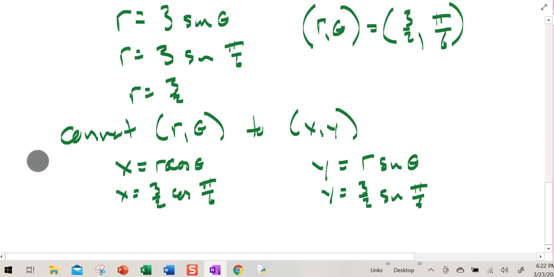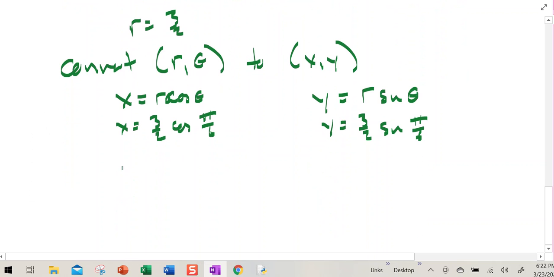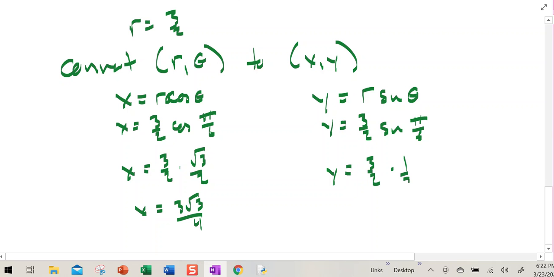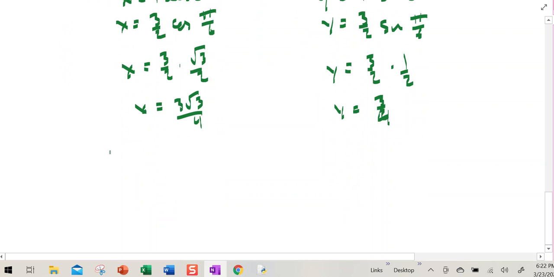Well, the cosine of pi over 6 is radical 3 over 2. So we have x is 3/2 times the square root of 3 over 2. So x is 3 radical 3 over 4. And y is equal to 3/2 times 1/2. The sine of pi over 6 is 1/2. So y is equal to 3/2. Oh, sorry, 3/4. Whoops, forgot to multiply the denominators. 3/4. So now what we have is a point in Cartesian coordinates, which is 3 radical 3 over 4 and 3/4.